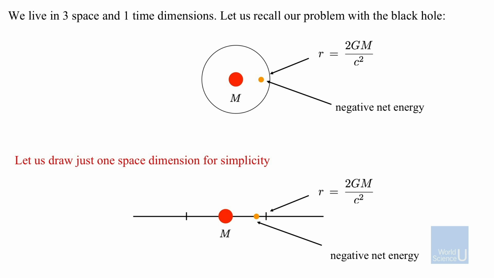So just to first recall our puzzle, we have this mass in here. If you come within the critical radius, this is the critical radius, your net energy, mc squared minus the gravitational potential energy, would be negative. That was our puzzle. Instead of trying to draw a picture in 3 dimensions, let me just draw one space dimension for simplicity. I just drew it as a line, and it's the same puzzle.